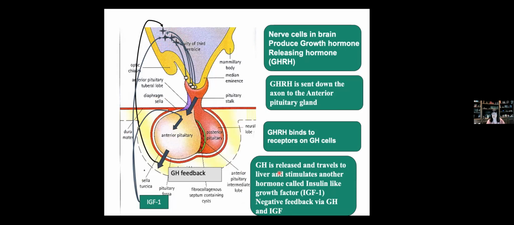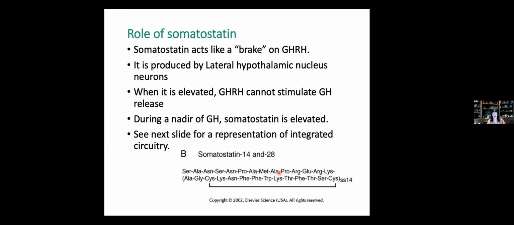But you also have somatostatin. Somatostatin is like a brake on growth hormone releasing hormone, and it's produced by neurons. When somatostatin is elevated, it stops growth hormone releasing hormone from stimulating growth hormone. I'll show you a slide for the circuitry in a minute, but this is basically what somatostatin looks like.